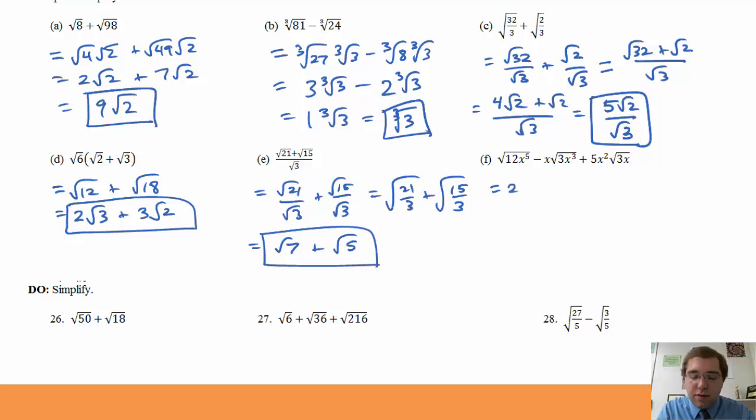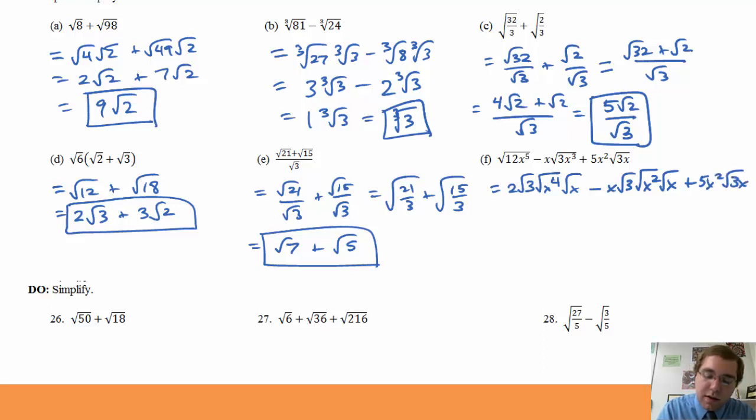The x to the 5th, well, I'll do this in pieces for you. X to the 5th I can do as the square root of x to the 4th times the square root of x. Okay? Minus the square root of 3 I can't do anything with. But the square root of x cubed I can rewrite as the square root of x squared times the square root of x, plus 5x squared square root of 3x. Can't do anything with that. It's already broken down as far as it can go.